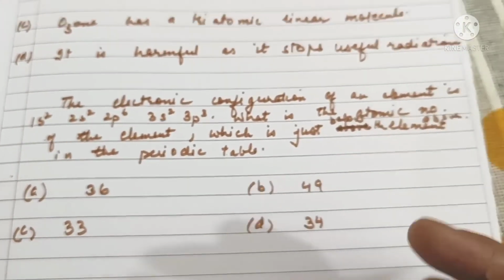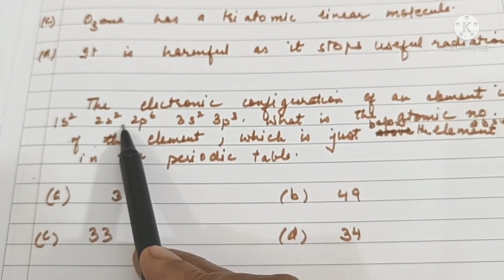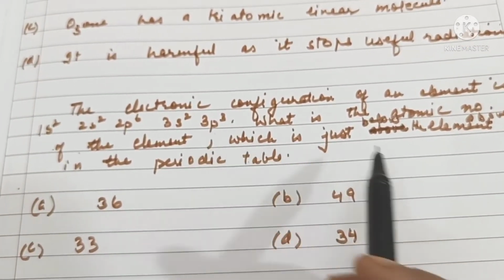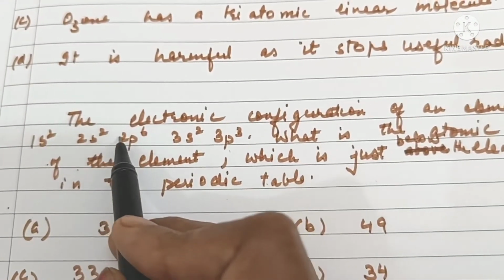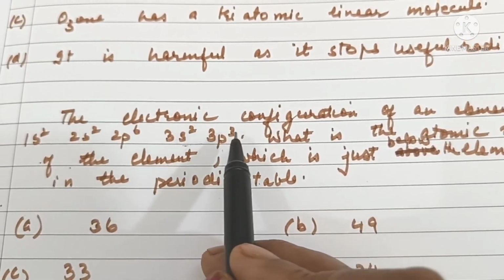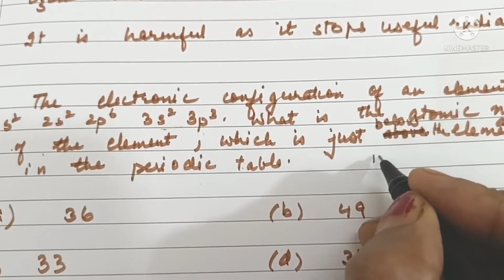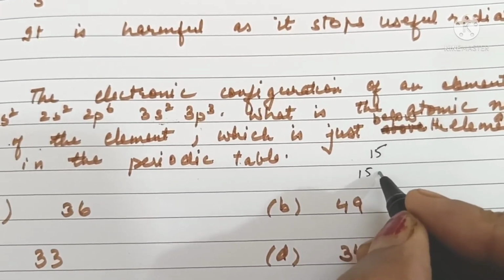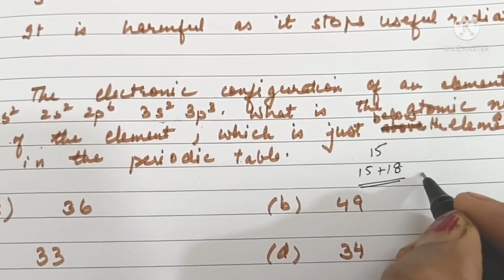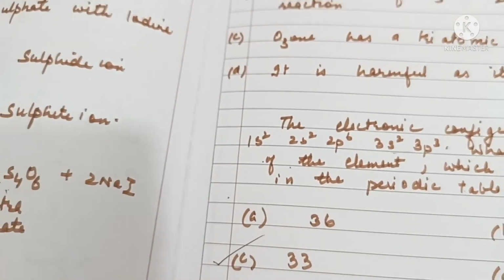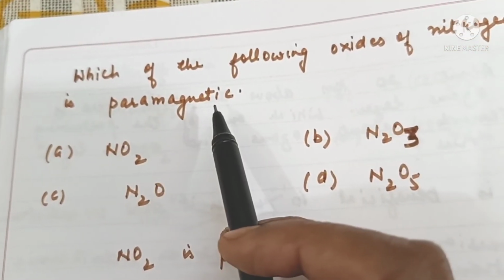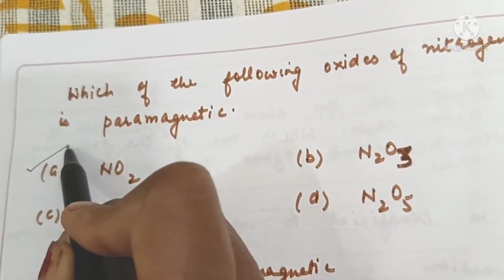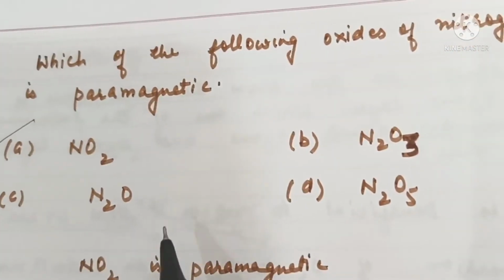The electronic configuration of an element is 1s2, 2s2, 2p6, 3s2, 3p3. What is the atomic number of the element which is just below this element? The atomic number of this element is 2, 8, 15 electrons, that is 15. So the element below it will have atomic number 15 plus 18, that is 33. So option C is the correct answer. Which of the following oxides of nitrogen is paramagnetic? NO2 is paramagnetic. All others have 2 nitrogen atoms, so they are diamagnetic.